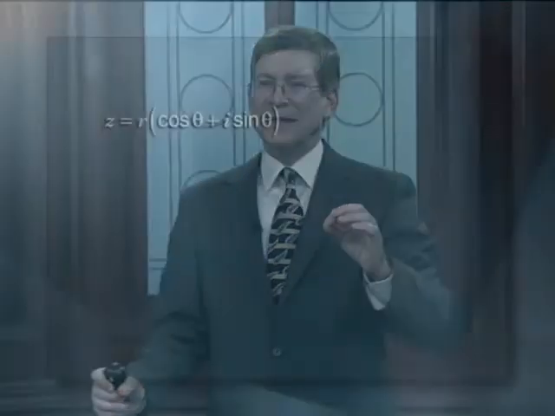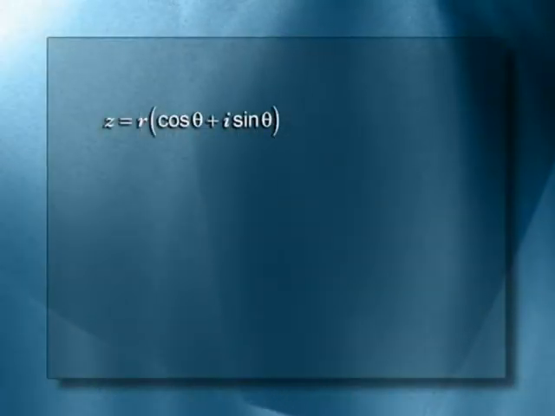All right. Well, this multiplication of complex numbers permits us to calculate powers of complex numbers. Here's how it goes. Let z equal an arbitrary complex number, r times cosine theta plus i sine theta.